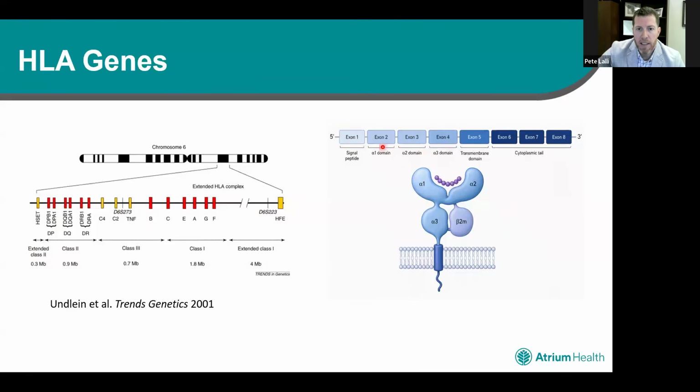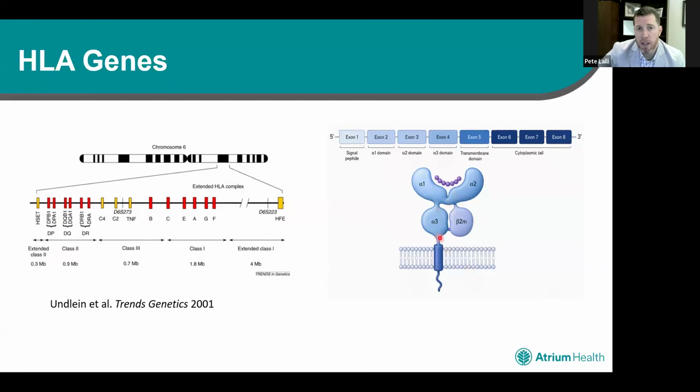We have the signal peptide. Then we have exon 2, 3, and 4, which make up the extracellular portion of the molecule. So alpha 1 is created by exon 2. Exon 3 creates the alpha 2 domain, and then exon 4 creates the alpha 3 domain. Exon 5 creates the transmembrane, and then 6, 7, and 8 create the cytoplasmic tail.